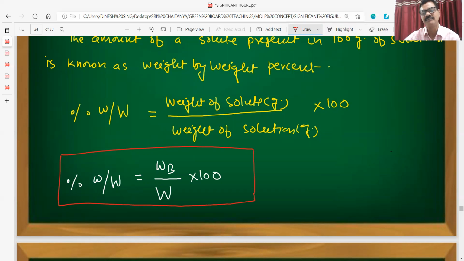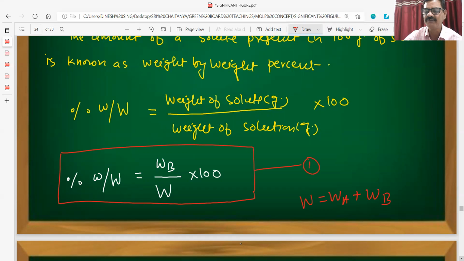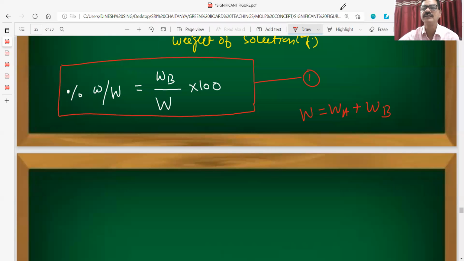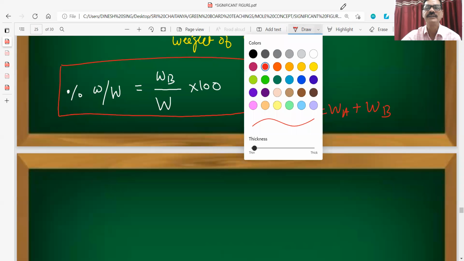the weight by weight percent. This is the first formula we can see here. And here capital W is the weight of solvent plus weight of solute. So here we can see one example, one illustration.